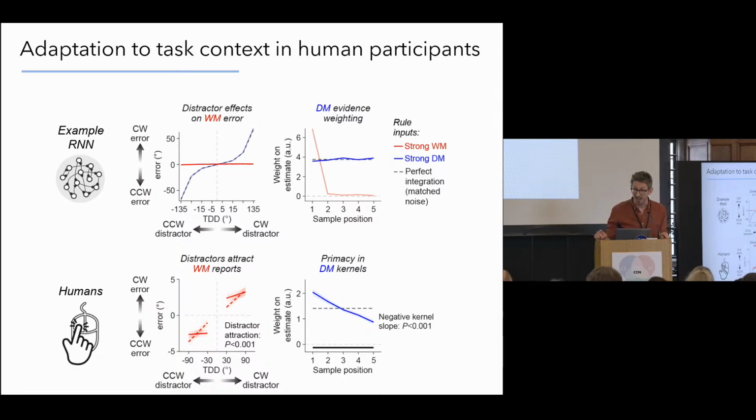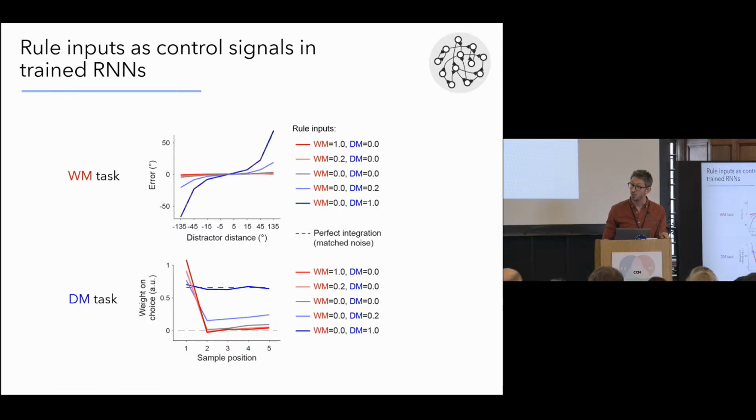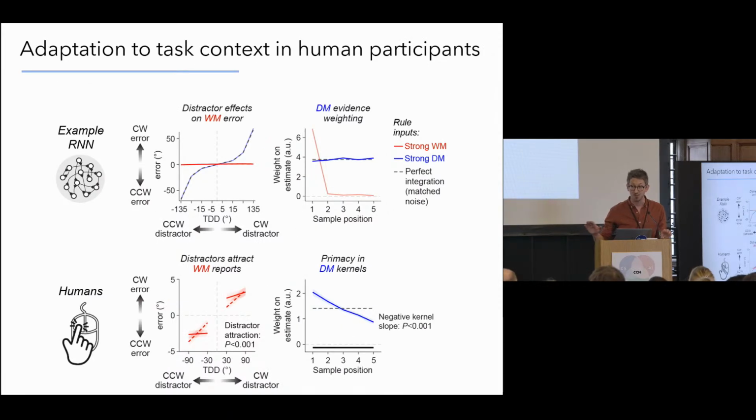Interestingly, in the RNNs, if we tweak the rule inputs, we can actually get them to essentially move between these two ends of the continuum as well. So these rule inputs seem to serve as control signals that determine where the network falls along that continuum. In terms of how things would shape up if we impose a bound, I'm not sure. I mean, we'd need to look at that question, yeah.